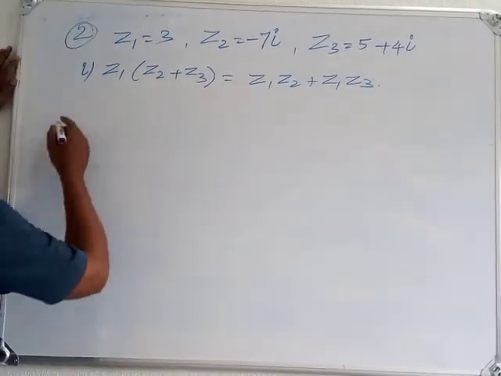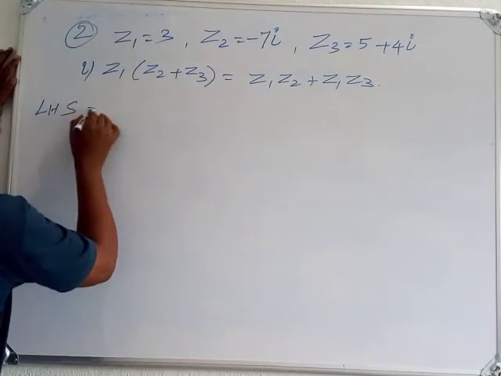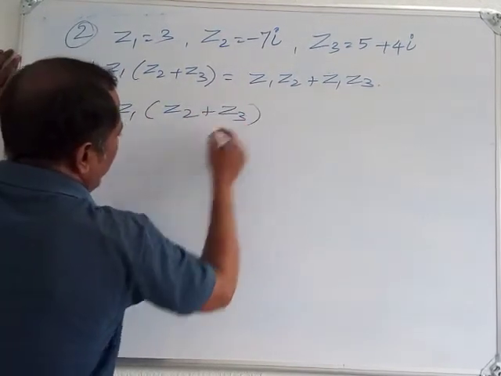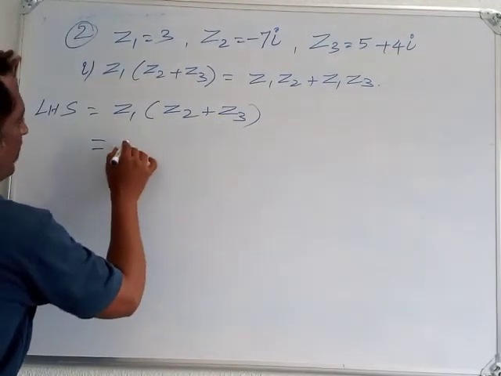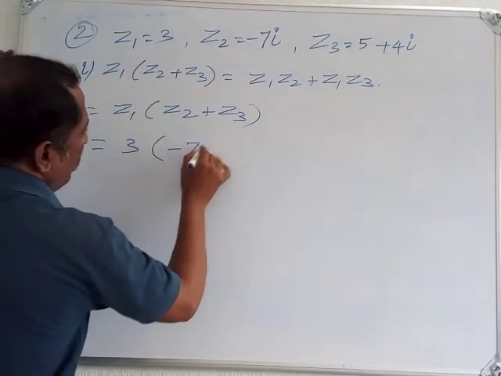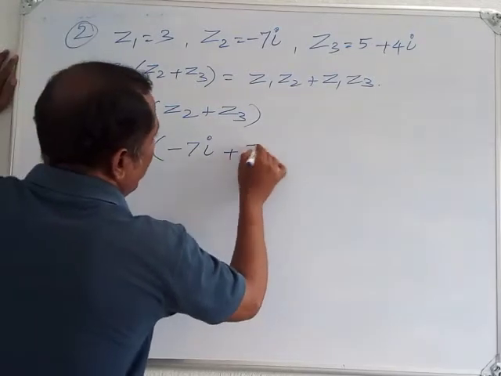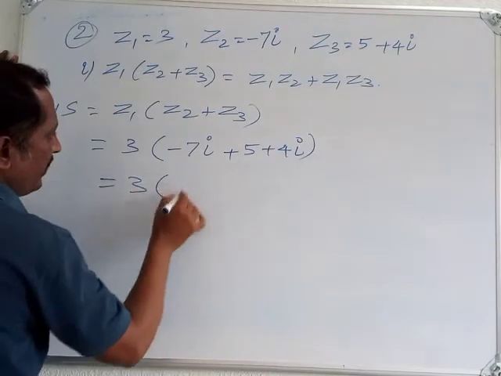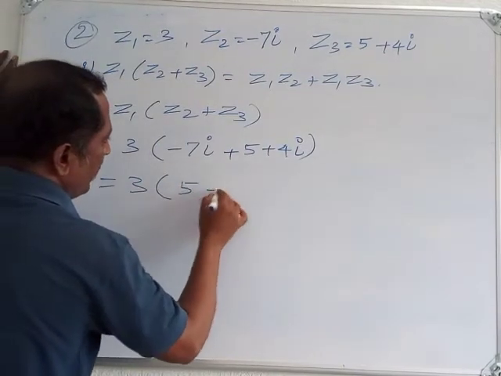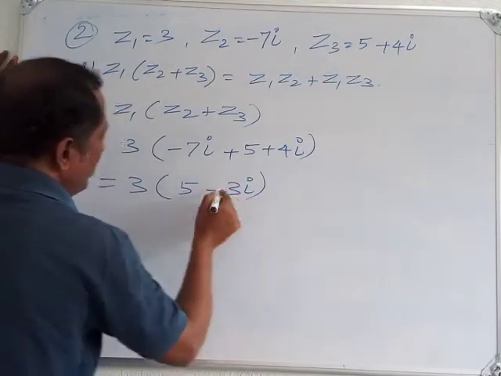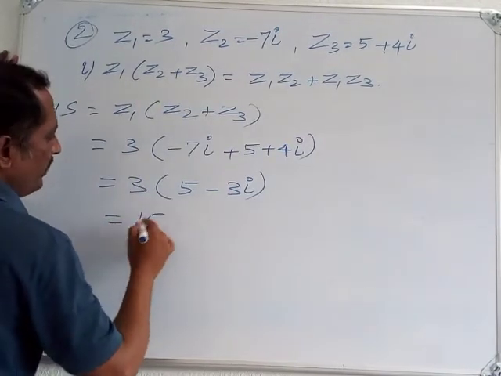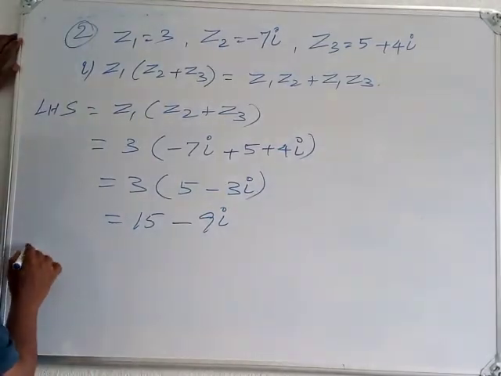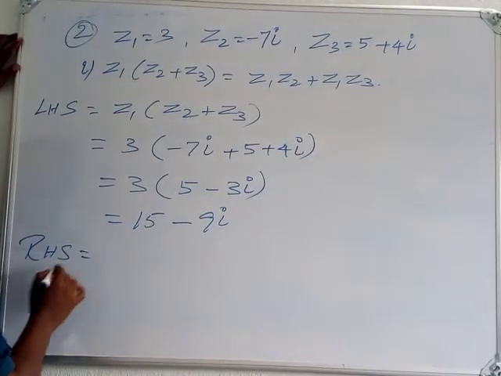Verify this one. First I have to calculate the LHS. LHS is Z1 into (Z2 plus Z3). Z1 is 3, Z2 is minus 7i, Z3 is 5 plus 4i. Adding these, we get 5 minus 3i. Multiplying this by 3, we get 15 minus 9i. That's the value.